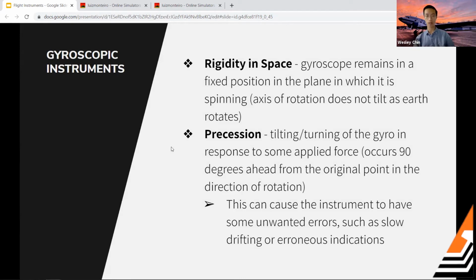This is a little bit harder to understand, but again, I'll show a diagram here. Let's say you've got a spinning gyro, right? And we apply some kind of force to it. The gyro is actually not going to respond or feel the force there. It'll feel the force 90 degrees ahead from the original point in the direction of rotation. So that can definitely cause the instrument to have some unwanted errors, especially your heading indicator, right? All that drifting. So we'll talk about that later.